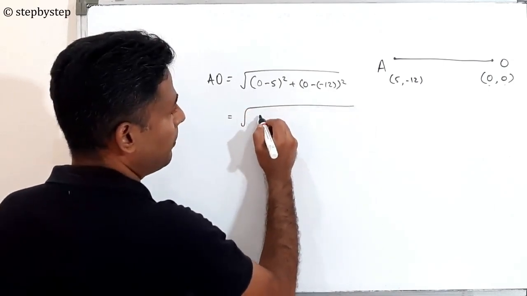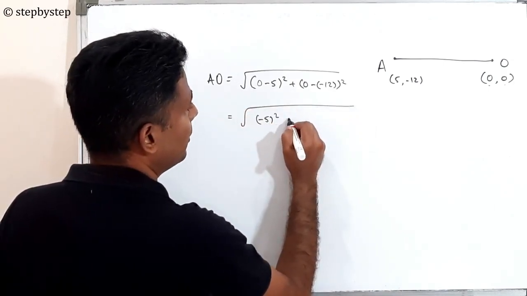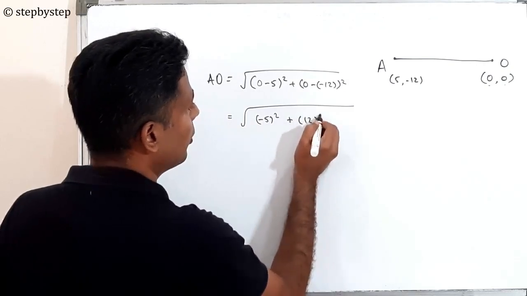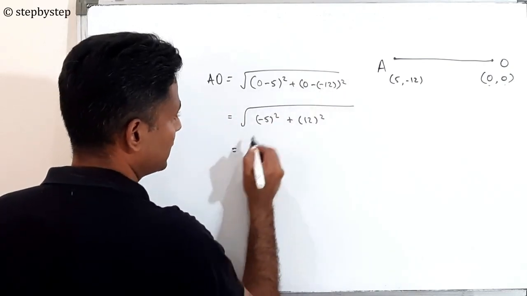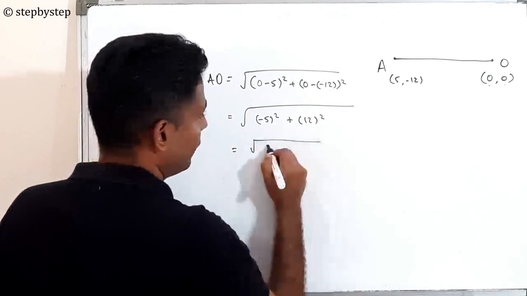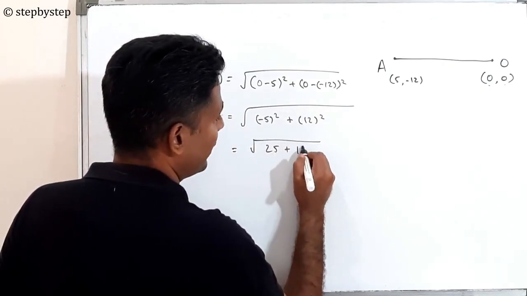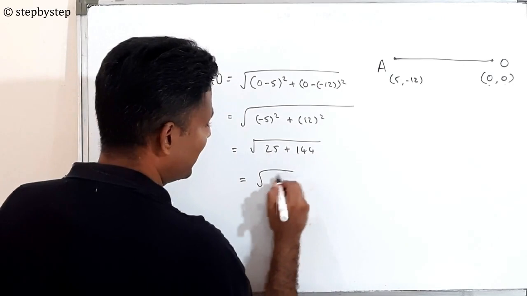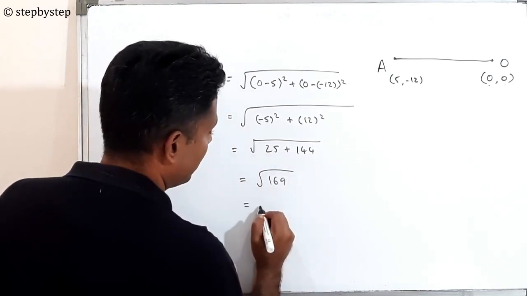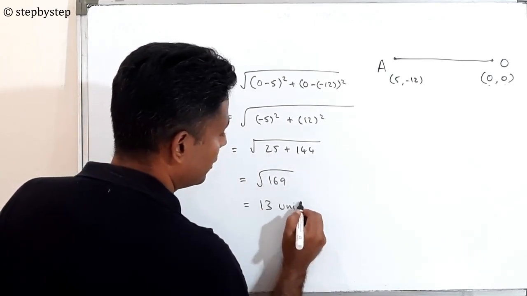So 0 minus 5 whole square plus 12 whole square. Minus into minus is plus. So minus 5 whole square is 25, and 12 square is 144. Again we are getting root of 169, which is 13 units.